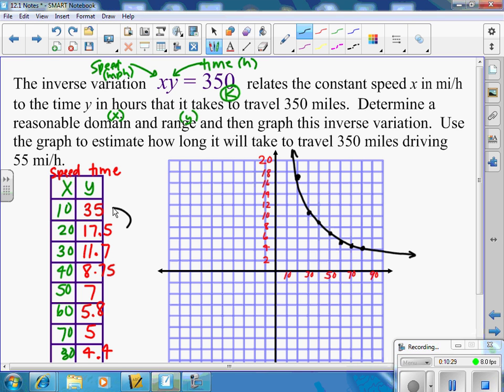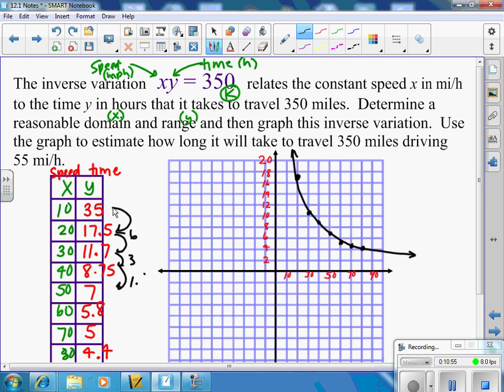We went from 35 to 17, and then 17 to 11. So the difference between 35 and 17 is huge compared to 17 and 11. That's only 6. And then in between here, it's about 3. And then in between here, it's about 1 point something. So the numbers get smaller and smaller. They get closer together, and we can see that by our graph. It starts off really big, and then it kind of smooths out to a nice curve.